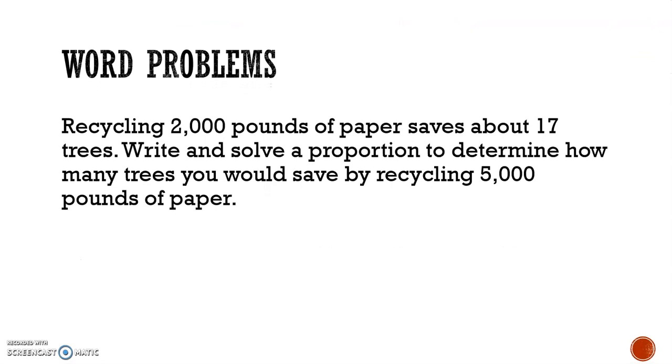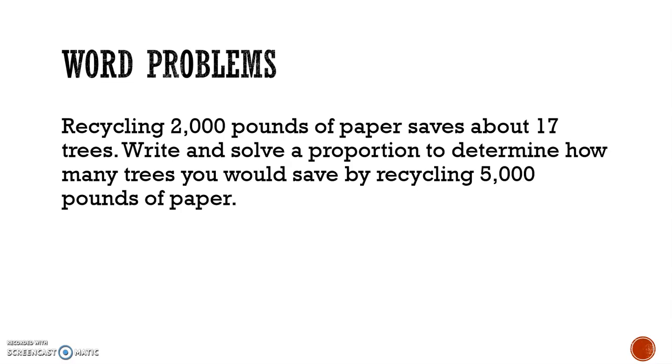Okay, so the process is the same when we do word problems. So let's just read this one out first. We have recycling 2,000 pounds of paper saves about 17 trees. Write and solve a proportion to determine how many trees you would save by recycling 5,000 pounds of paper.